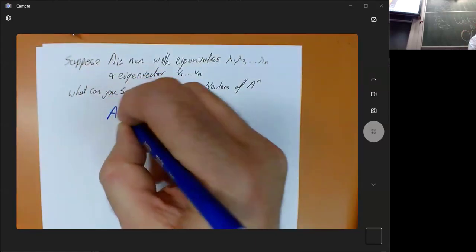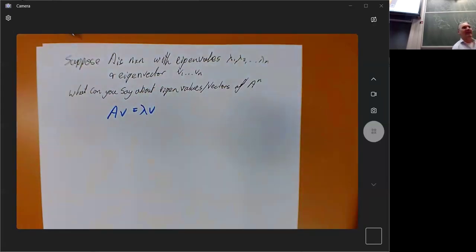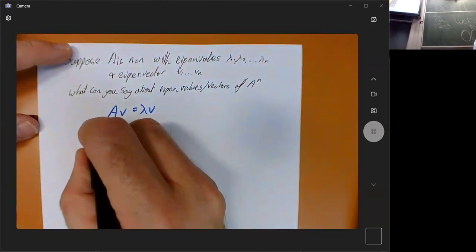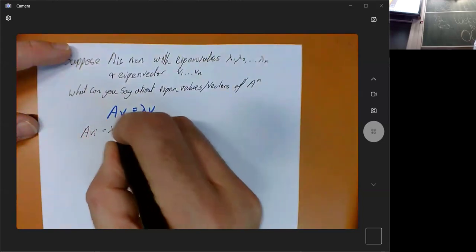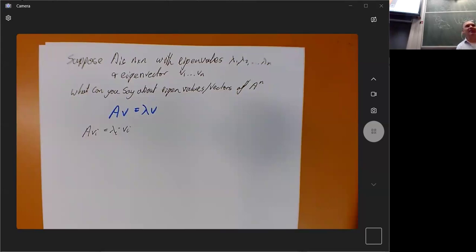So if I go, A times v is equal to lambda v, that is my definition. That's the defining characteristic. Now, what that means is this information is telling me that A times vi is equal to lambda i vi. And if you do nothing else and you tell me that much, you have done the first step to completion. And you kind of know it's the first step.